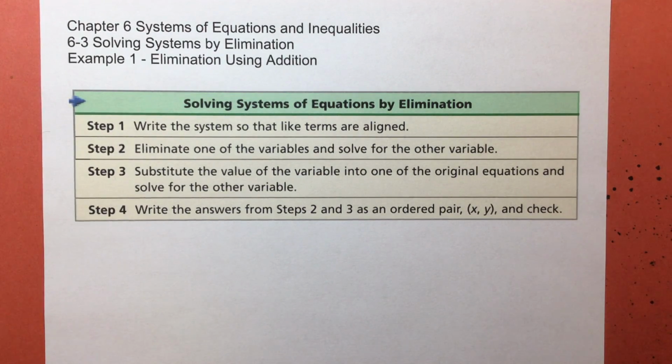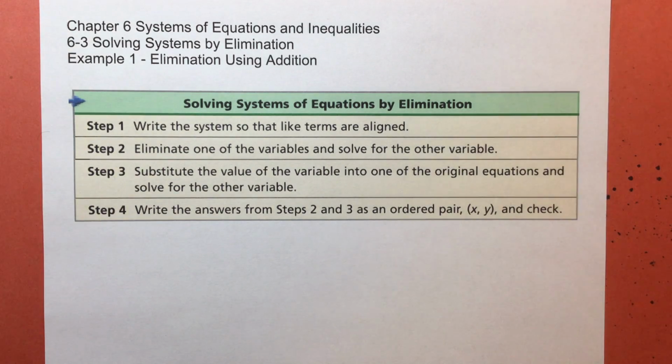So by lining everything up in step 1 and adding them together in step 2, we're going to try to eliminate one of the variables, and then that will give us one equation with one variable, and we can solve that, going back to Algebra 1 skills. Once we solve that in step 3, we're going to substitute that into one of the original equations and use that to solve for the other variable.